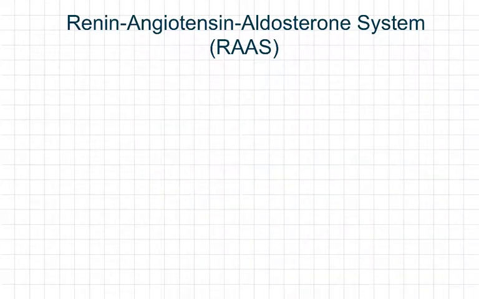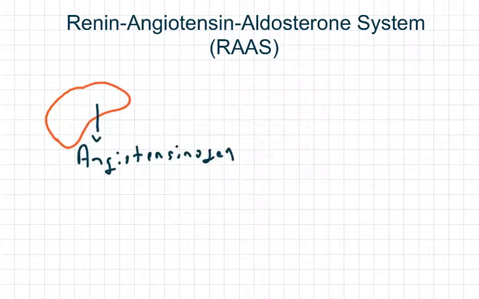So the RAAS system involves several different endocrine glands. The first one that we will look at is the liver. Yes, the liver is an endocrine gland. So the liver produces the hormone angiotensinogen. And again, this is in response to changes or drops in blood volume and drops in BP.